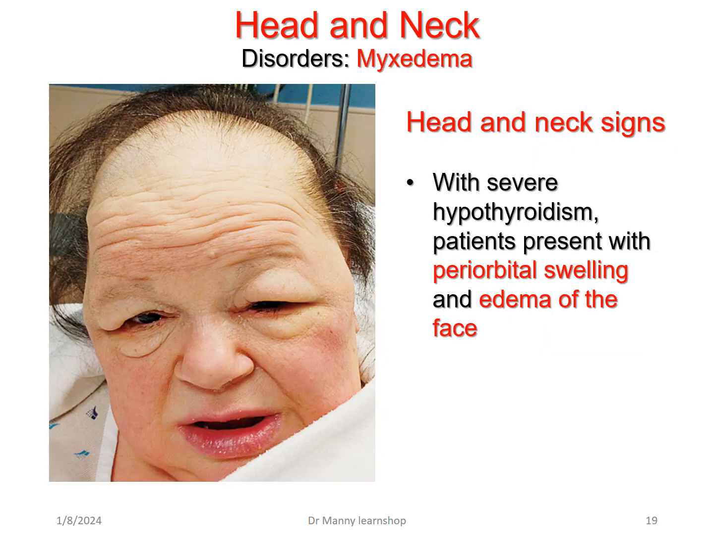Myxedema, which is related to hypothyroidism, can affect the head and neck, especially with swelling (edema) of the face, as you can see with the image. And yes, you can get alopecia, hair loss. In relation to the neck, here you can develop a goiter, which can obstruct your airway, and you may have difficulty swallowing. But with severe hypothyroidism, called myxedema, there's periorbital swelling around the eyes and edema of the face.